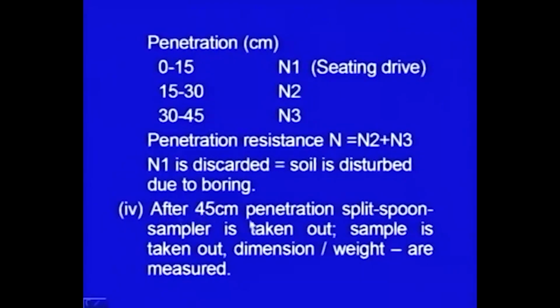Now, after the 45 centimeter penetration, the split spoon sampler is taken out, and then the sample can be taken out, its dimensions can be measured, its weight can also be measured. If it is a purely cohesionless soil, you will not be getting the exact shape, but you will be getting the weight, and also from the dimensions of the split spoon sampler you can find out its volume, and then you can find out its unit weight.